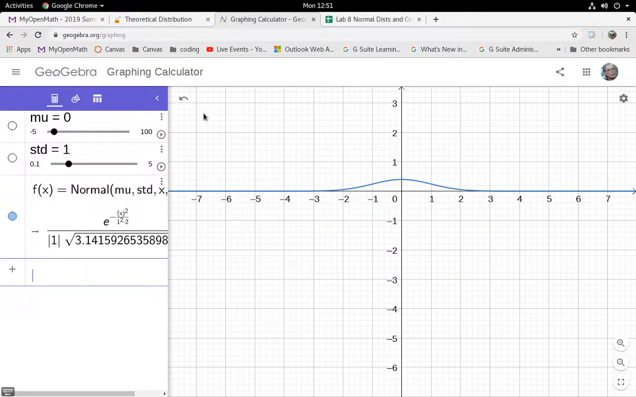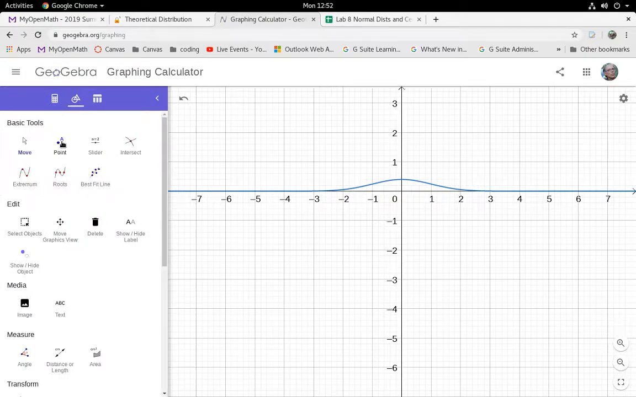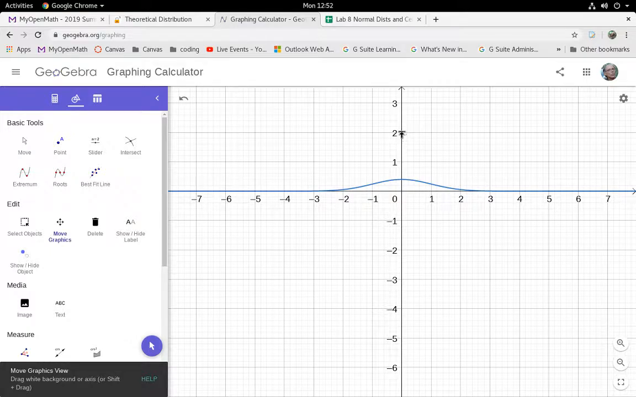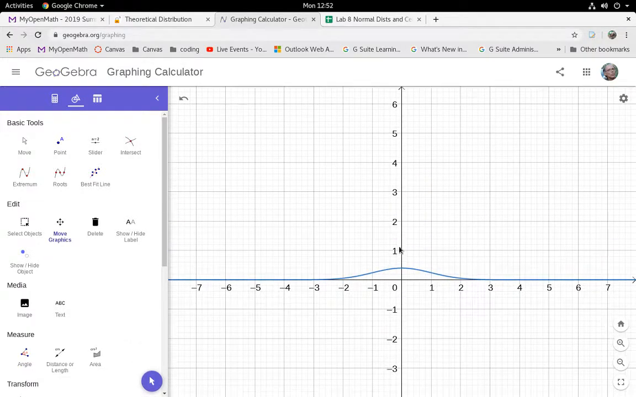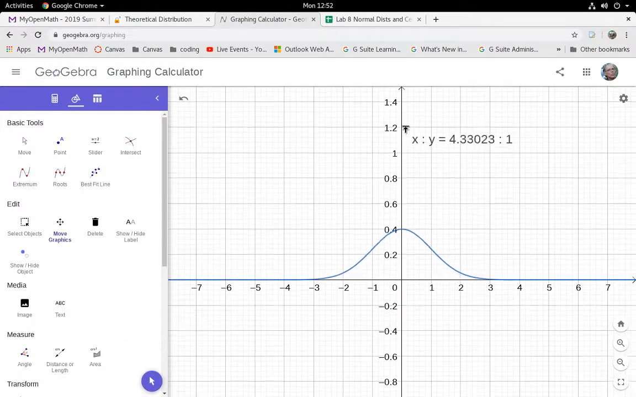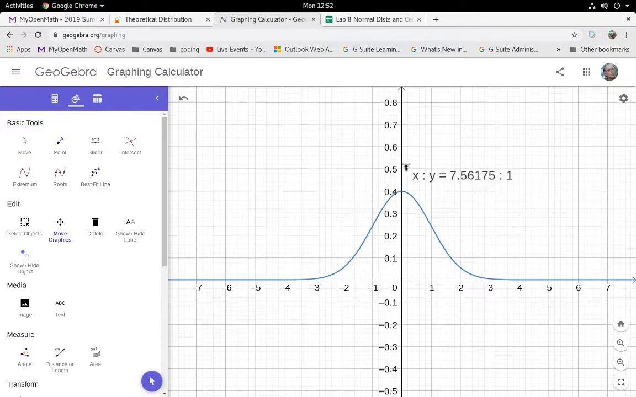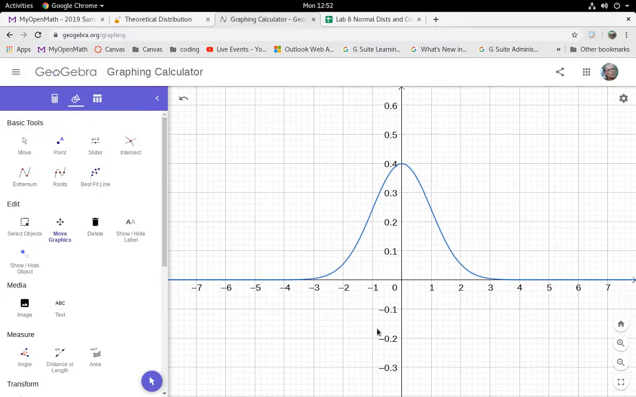A graphing calculator I like to use is called GeoGebra. I said make me a normal graph, and this is what it gave me on the default scale, this blue line here. I'm going to just change the view of that a little bit. And we've seen this shape before. We've been drawing it for a little while.